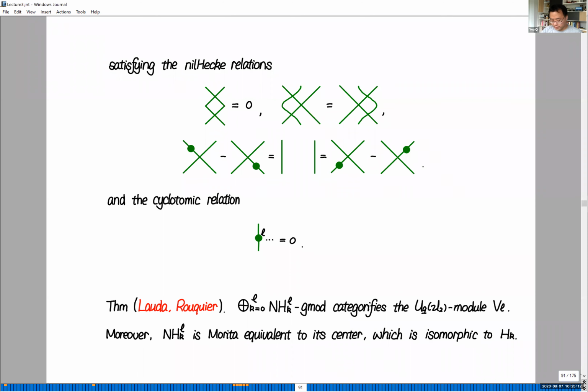Moreover, each of these nil-Hecke algebras appearing in this direct sum decomposition is Morita equivalent to the center of this algebra, which is isomorphic to the cohomology ring of the Grassmannian of K-planes in L-space we have seen. So that's why this is equivalent to the classical description of the categorical sl2 representation.